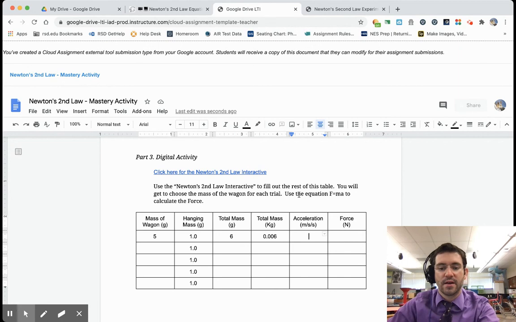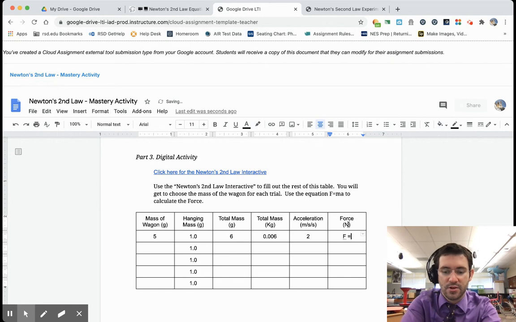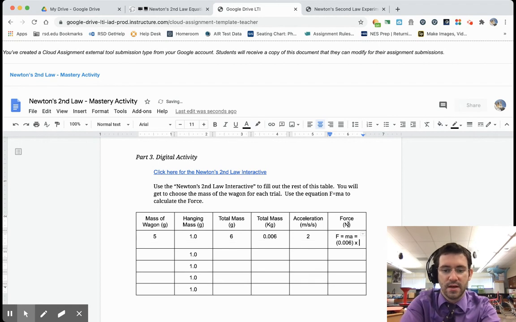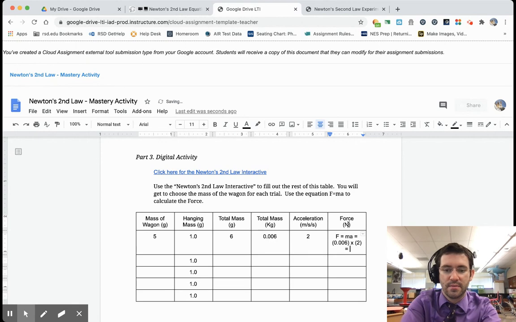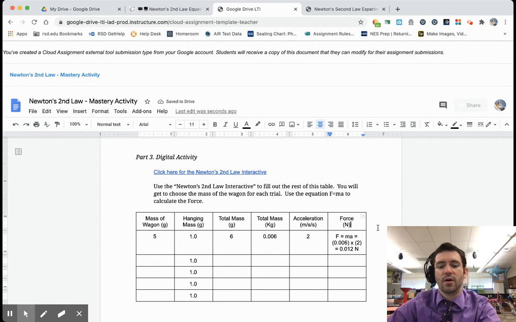The acceleration, I measured it. We're going to say it's about 2 just for me, but it's probably about 1 point something. Now the last step, I'm going to take my mass and multiply by my acceleration to find the force, because force equals mass times acceleration. So I go mass 0.006 times acceleration 2, and we get about 0.012 newtons for force. That would be the overall force on that system. Okay, very good.